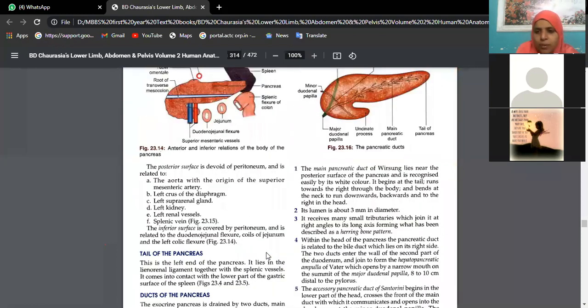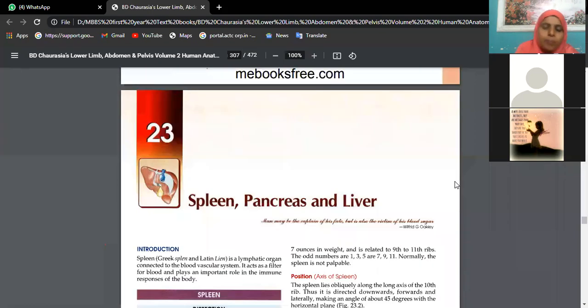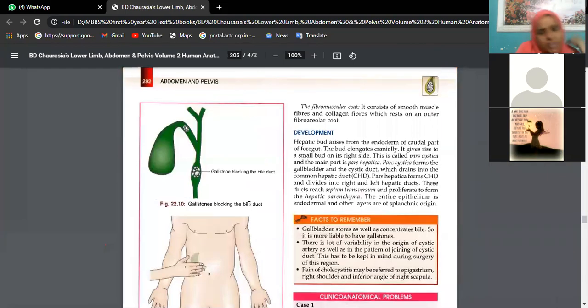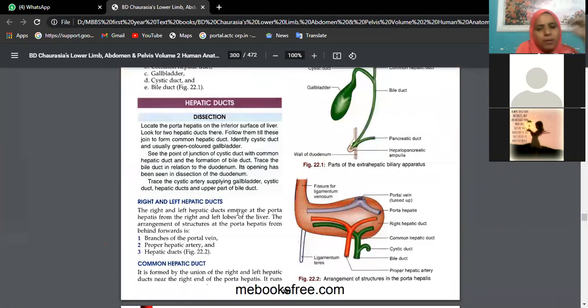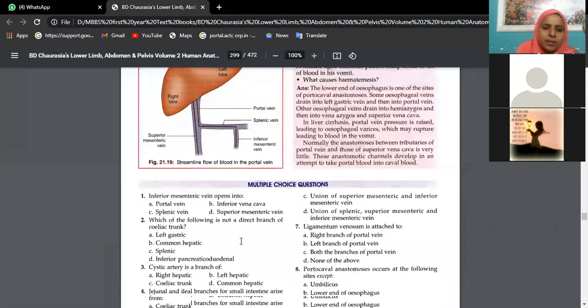Okay, then what is peritoneum, beta? There is one chapter in our abdomen, peritoneum, isn't it?